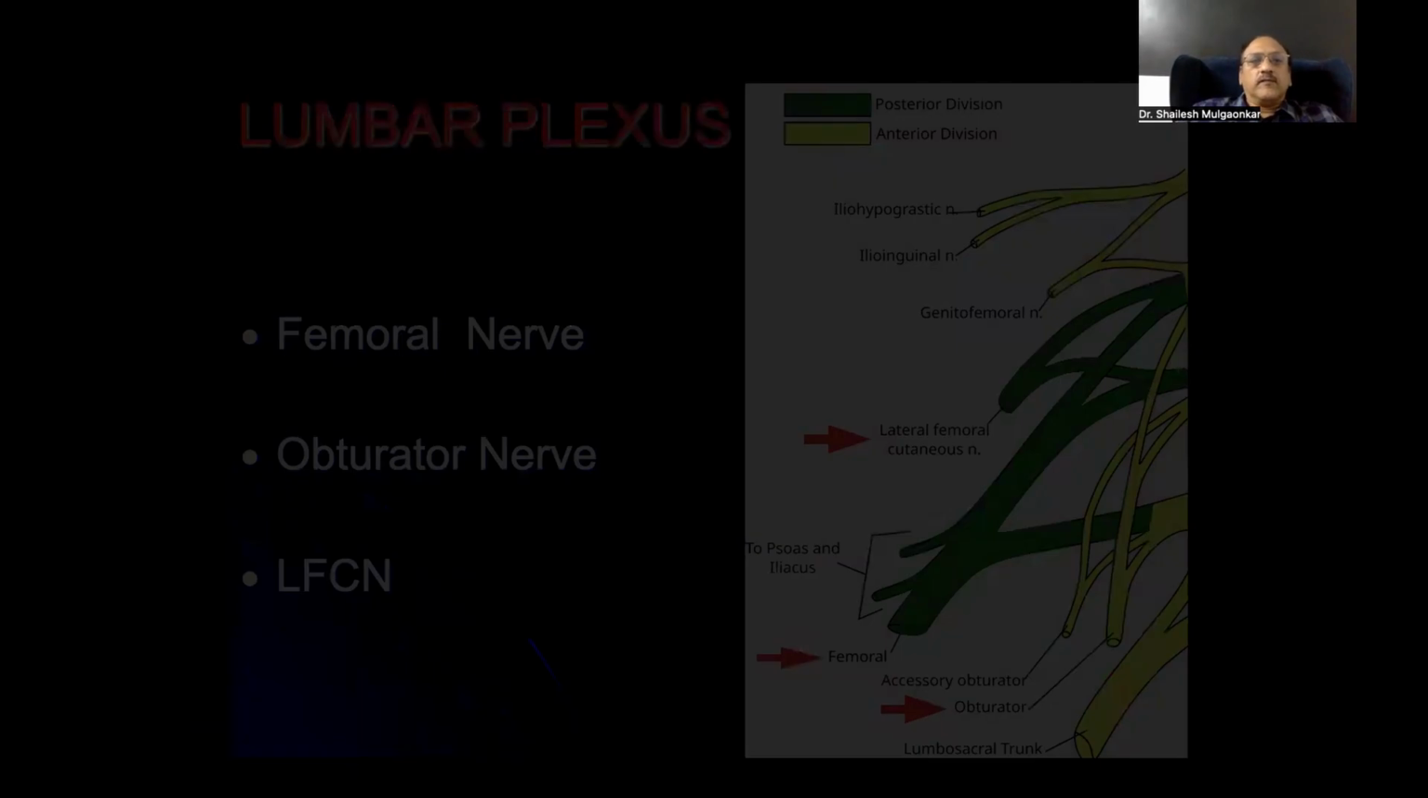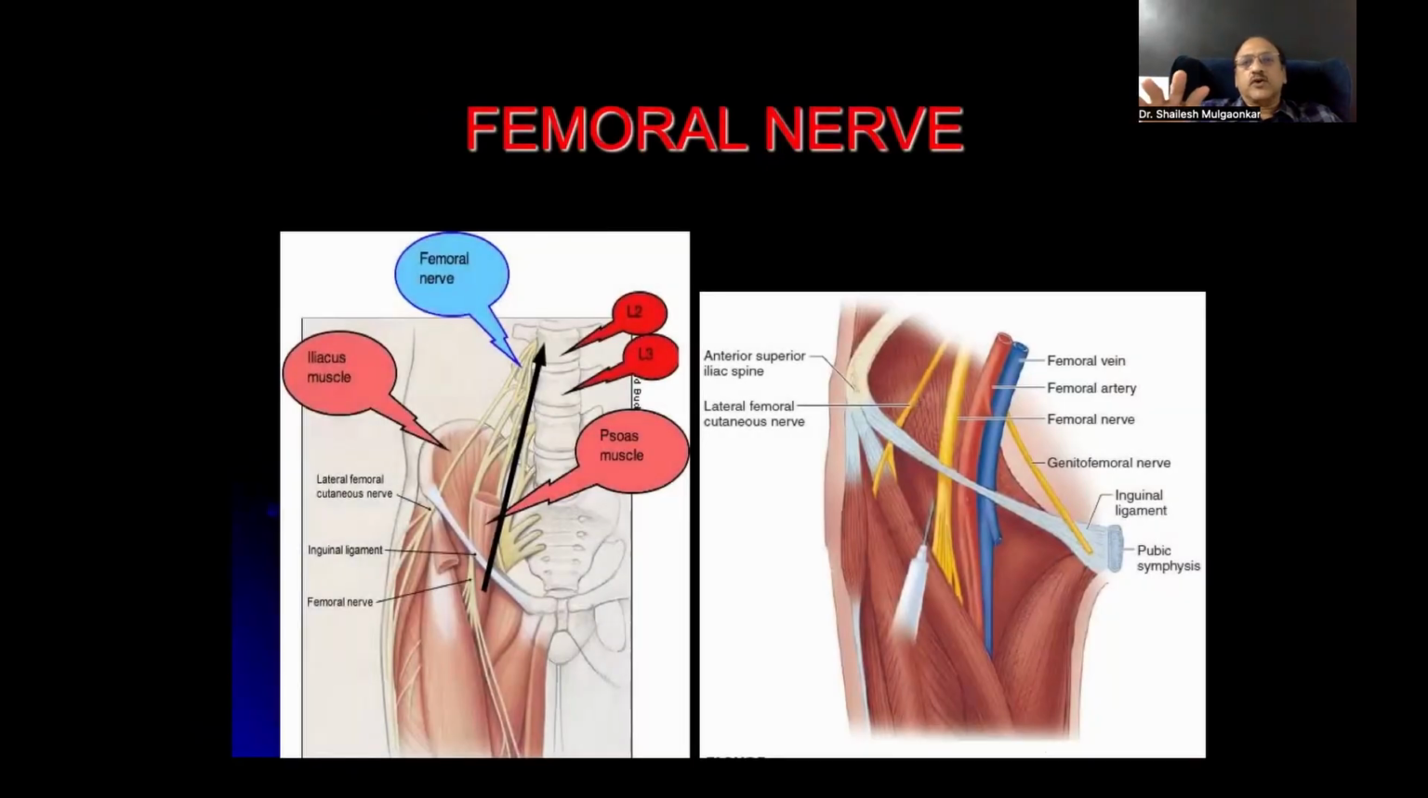So, when you come to the femoral nerve, we'll first talk about the femoral nerve. It is the largest branch of the lumbar plexus. It is derived from the posterior divisions of the ventral rami of L2, L3, and L4 nerve roots. It emerges from the lateral border of the psoas muscle, deep to the fascia iliaca, and emerges behind the inguinal ligament into the femoral triangle, and then it divides into anterior and posterior branches about 3 to 4 centimeters below the inguinal ligament.